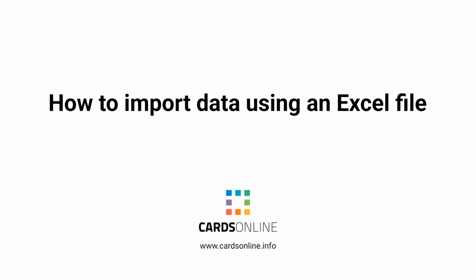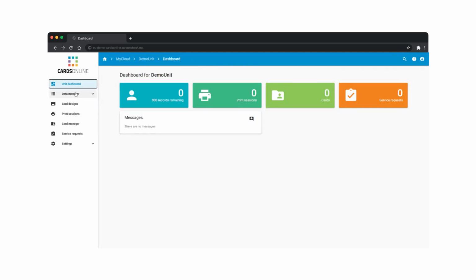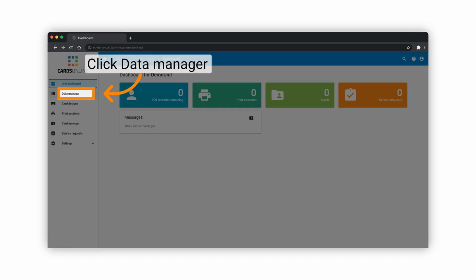This video demonstrates how to import and map your cardholder data using an Excel file. We begin this video on the landing page, the unit dashboard. To import an Excel file, we need to navigate to the Data Manager. Click Data Manager to open the Data Management section in CardsOnline.